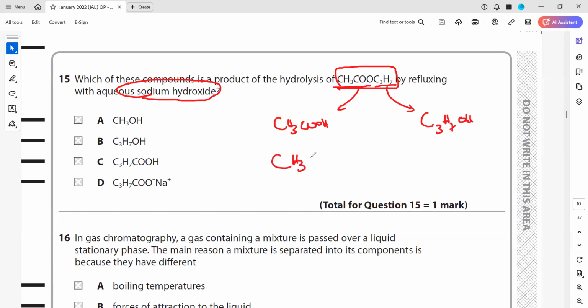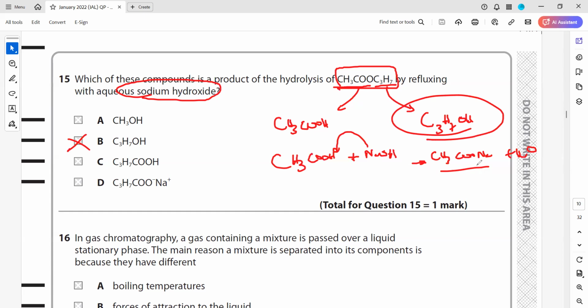So if we have CH3COOH and it reacts with sodium hydroxide, NaOH, sodium will take the position of a hydrogen. So it will form CH3COONa plus H2O. So it will form sodium ethanoate. And C3H7OH. So B will be the right answer, because C3H7OH and CH3COONa will be the products.